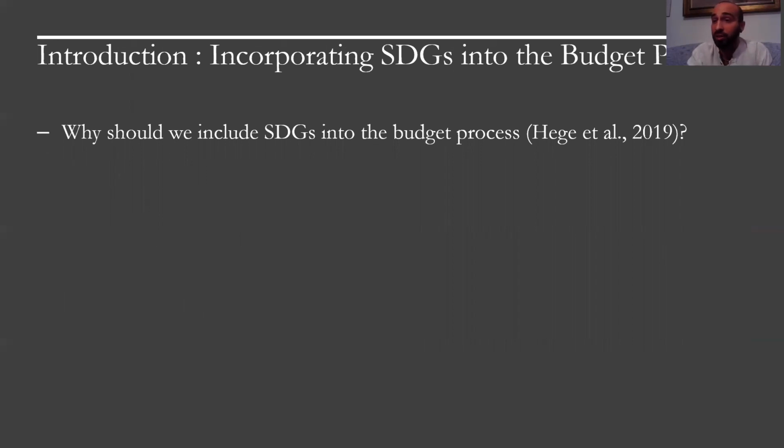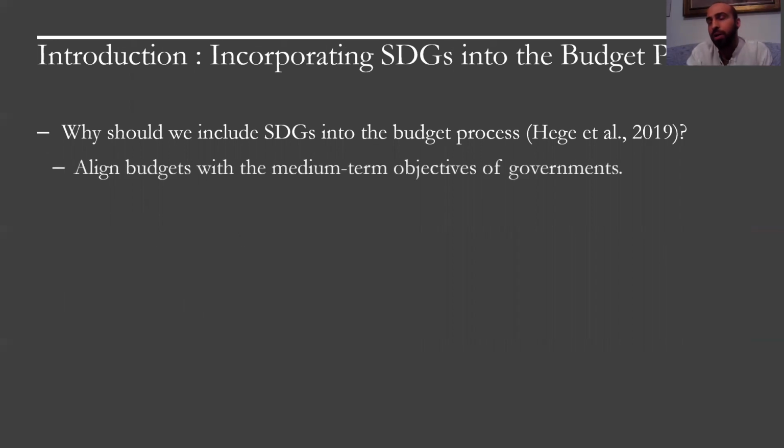So it's not easy. However, for the moment, let's take a step back and let's ask ourselves, why should governments incorporate the SDGs into the budget process? Well, first of all, because it helps the alignment of the budget with the medium-term objectives of the government. And this is actually one of the 10 principles of good budgetary governance proposed by the OECD.